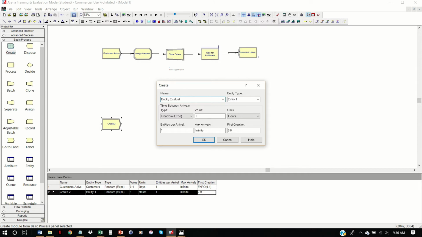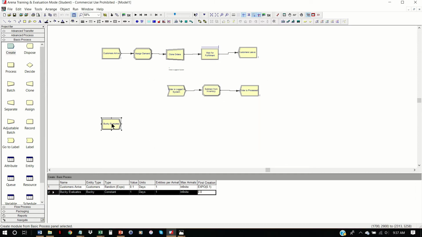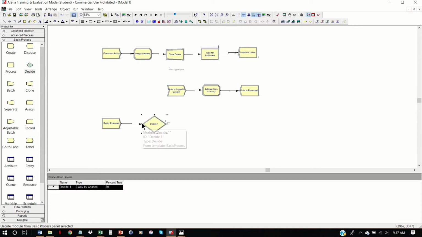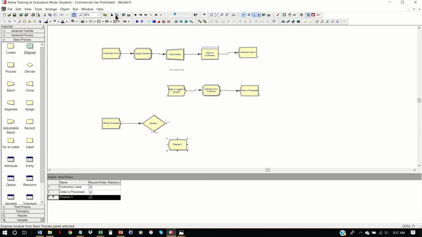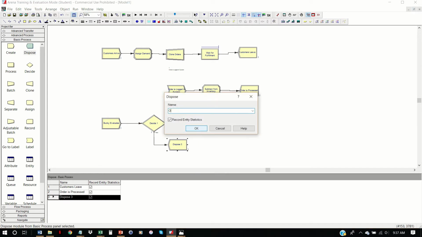Bucky evaluates. So this is Bucky who walks in, and he comes in at the start of each day. Every day he comes in at time 0, and then he comes in at the beginning of the next day, and the next day, and the next day. And he decides, am I going to place an order? If Bucky decides not to place an order, then no order is placed, and the replenishment side of the system is finished for the day.